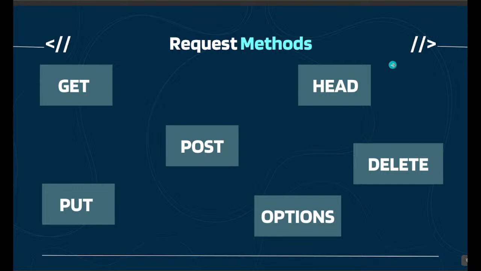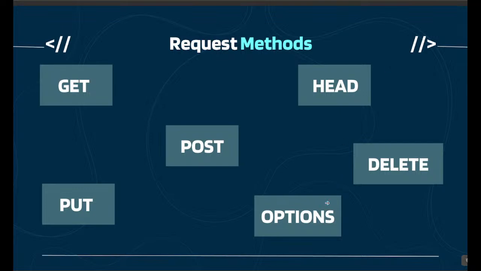Next, we have something called head. Head is similar to get, but it only retrieves the headers. It doesn't give you the body or content. So when you send a head request, it will only give you the corresponding headers. It doesn't give you the HTML part. It doesn't give you the body. And next we have options.